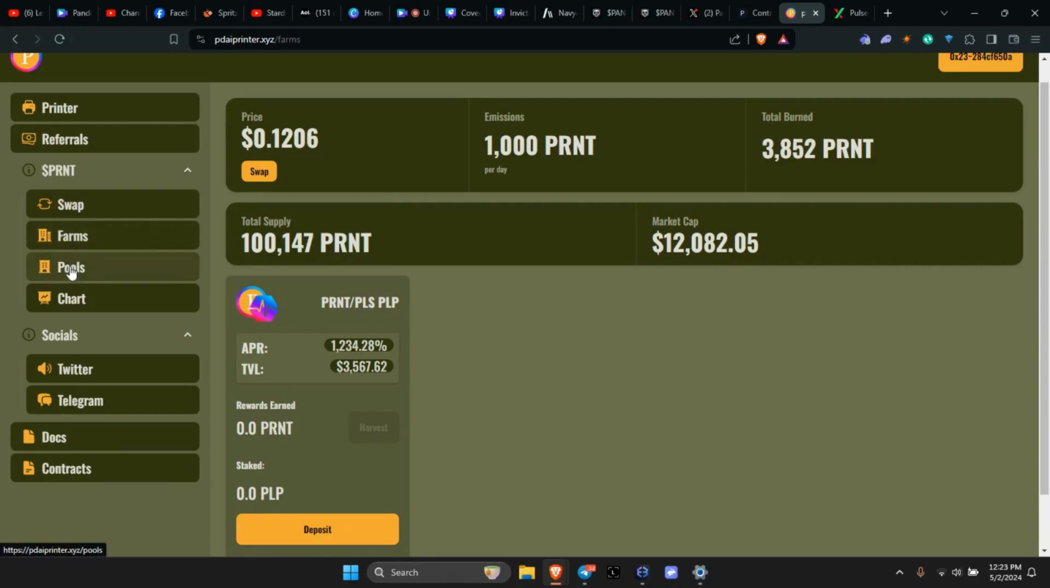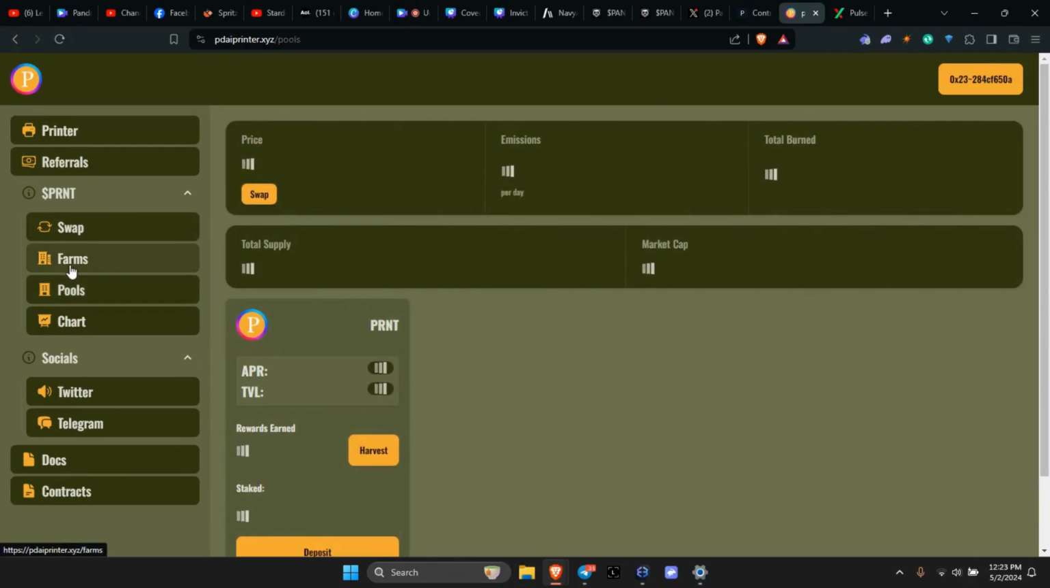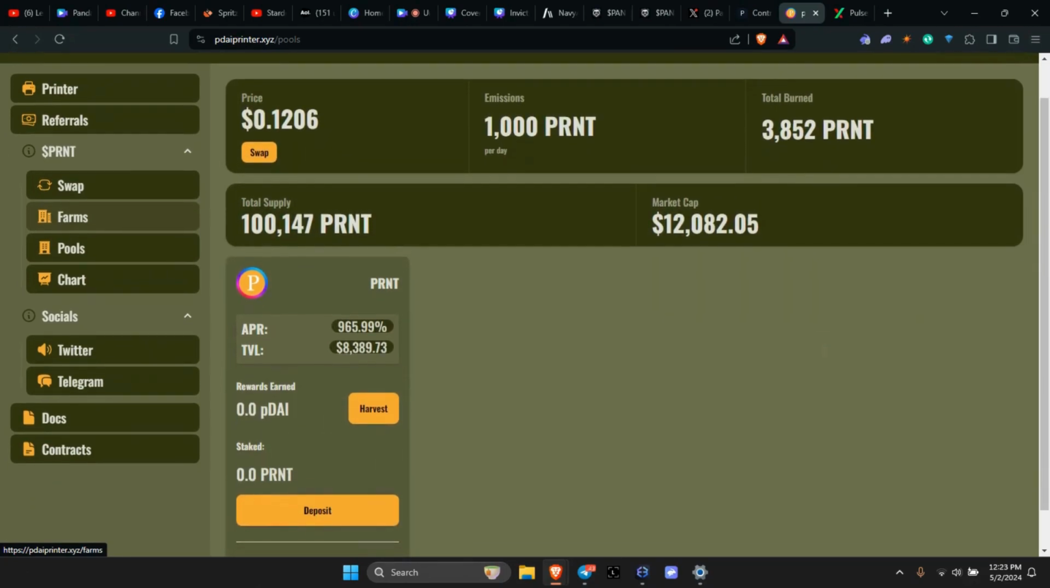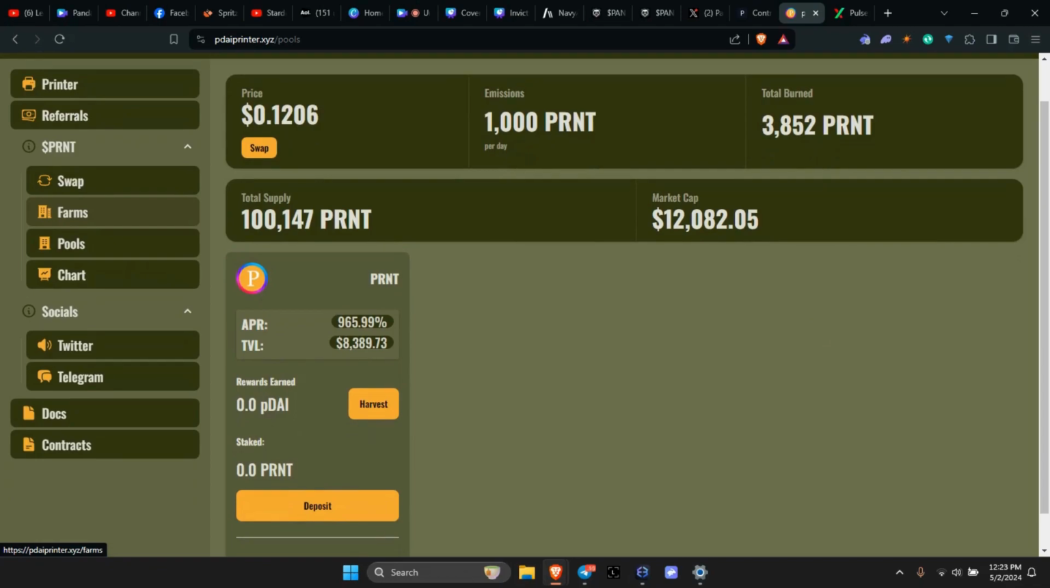Then we'll just go to pools. The current pool is the print pool. As you can see here, total supply 100,147 print. Then it goes into the chart. Then, of course, the socials.